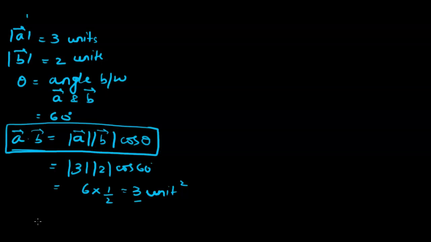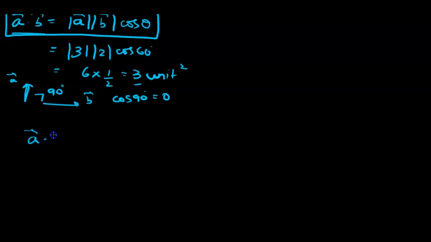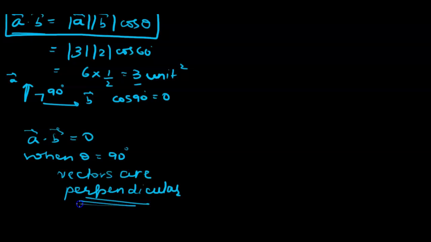Now here one thing that we have to note, and that is very important, is that when the two vectors are perpendicular to each other, let's say this is vector A and this is vector B, then the angle between the two vectors is going to be 90 degrees and cosine 90 is equal to 0. So the dot product becomes 0 when the two vectors are perpendicular to each other. So from here we can conclude that dot product of the two vectors is going to be 0 when the angle is 90 degrees or when the two vectors are perpendicular. So this is an important thing to remember.